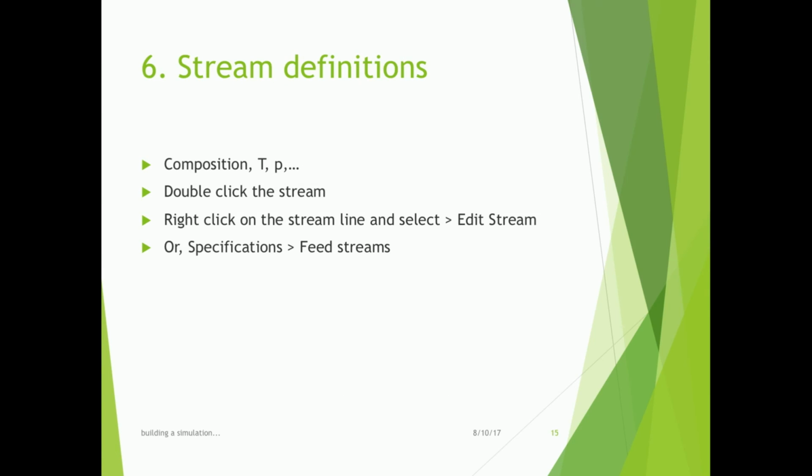When you're defining the streams, you're going to define the composition, the temperature, and the pressure. To do that, you can right-click on the streamline and select Edit Stream, or under Specifications, you can click on Feed Streams, and you will automatically be sent to the feed streams.